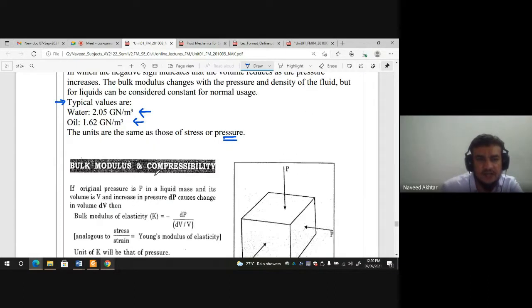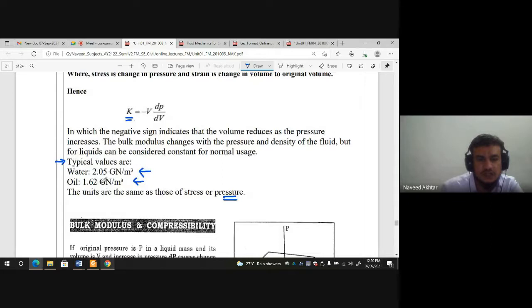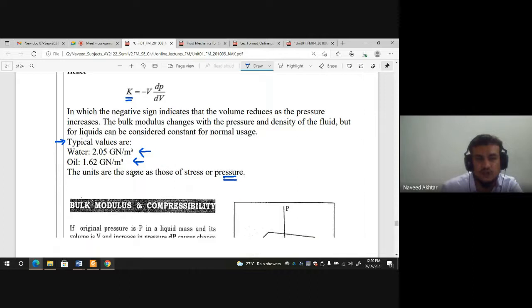Okay, but here it is not only the area, here we are considering the volume. That's why GN per meter cube is there.